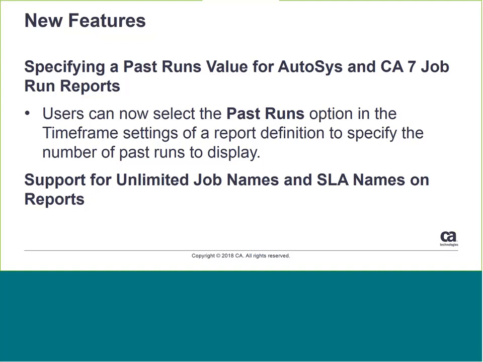And then also the support for unlimited job names and SLA names on the reports. Prior to this release, there was a restriction where it would truncate job names or report names. That's no longer in place. If you have a 64-character AutoSys job name, it will show the full 64. If you have a 64-character CA7 job name, I don't know how you did it, but thumbs up. And then, of course, the SLA names are free format, so those are also supported in a long format.